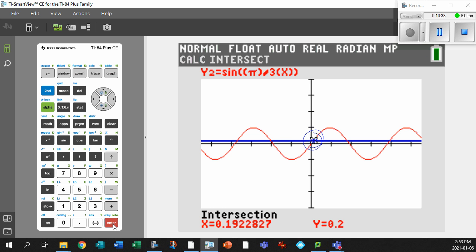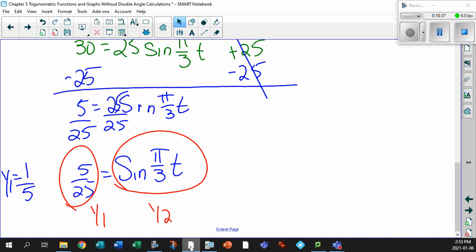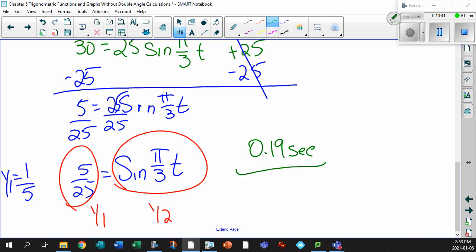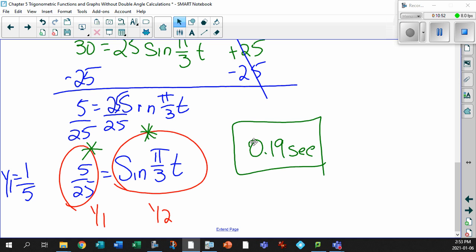This is actually at 0.19 of a second. So write down your answer, 0.19 of a second. You got it. That's how you do it. So sometimes it's beneficial to do the graphing for it. Once you simplify the equation down, it makes it a lot easier to graph.